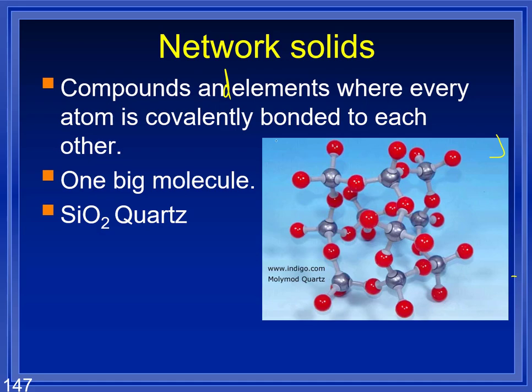So when you tried to melt the stuff, sand didn't melt. Because in order to melt it, you'd have to break all those bonds. And real bonds are much, much stronger than intermolecular forces. So to melt sand, like you do to make glass, you got to get up to 2400 degrees before it melts. So quartz is a compound that makes a network solid.